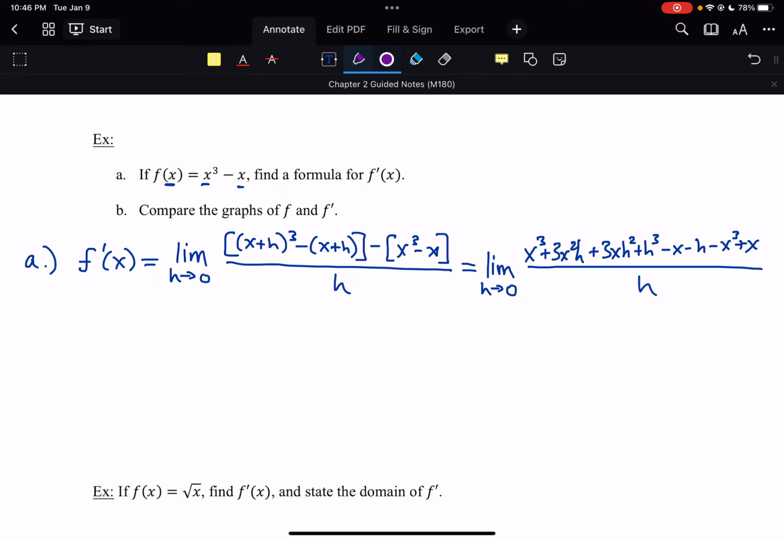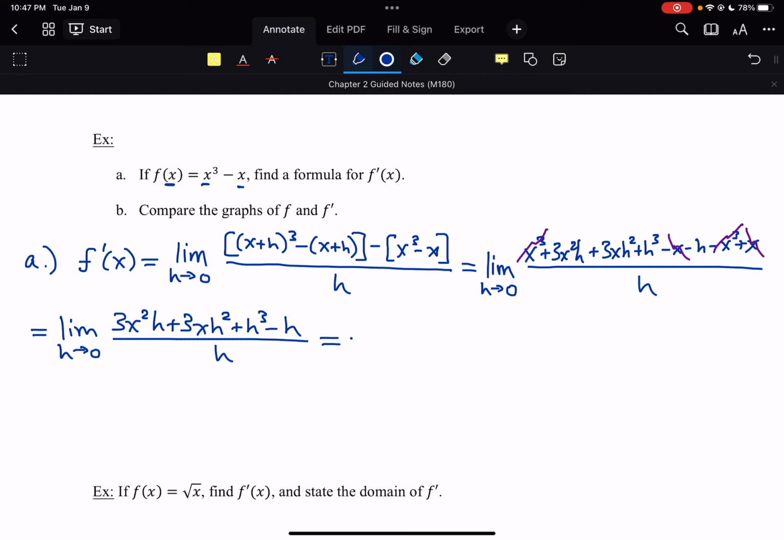We get some cancellation, not a ton, just the x cubed with the negative x cubed. Oh, and we also have this minus x and the plus x right there. So this gives us the limit as h approaches 0. What do we have left? 3x squared h plus 3xh squared plus h cubed minus h, all over h.